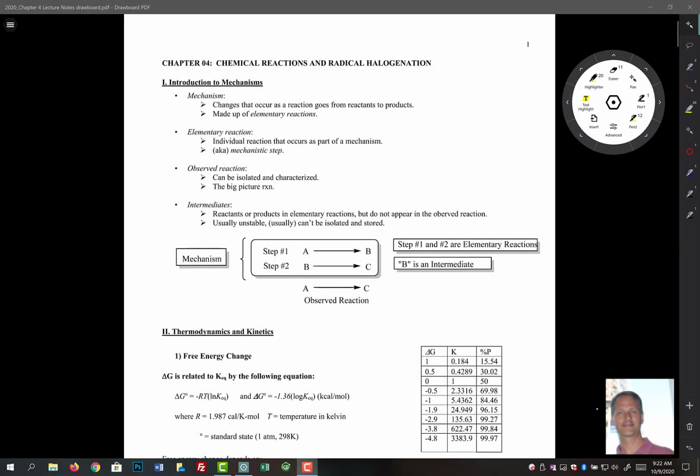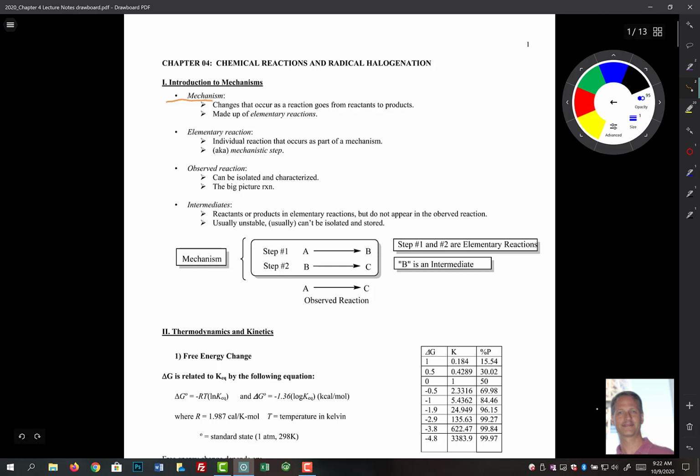Chapter 4 is really starting our organic chemistry reactions for the year. It's chemical reactions and radical halogenation. So as we get started here, there are some definitions that we need to understand and some terms that we're going to be using as we go through the subsequent chapters that involve mechanisms.